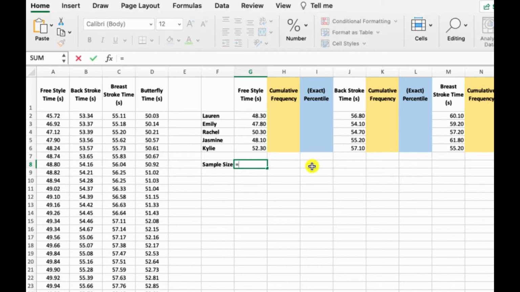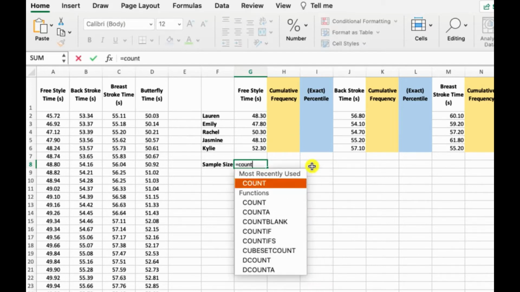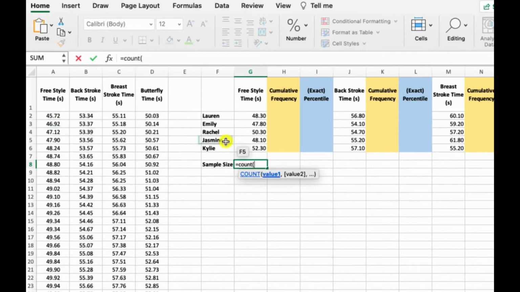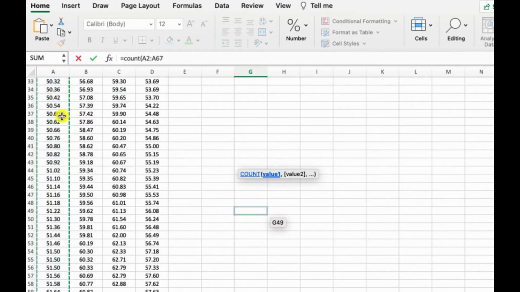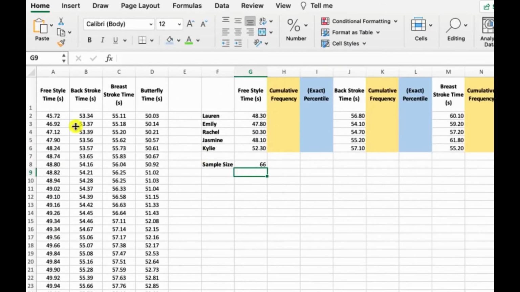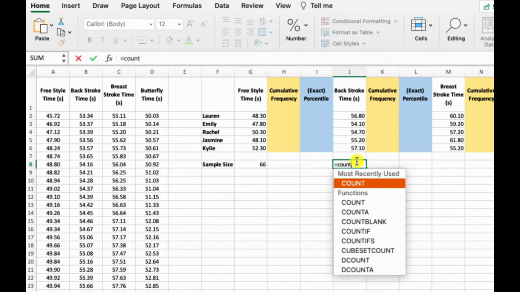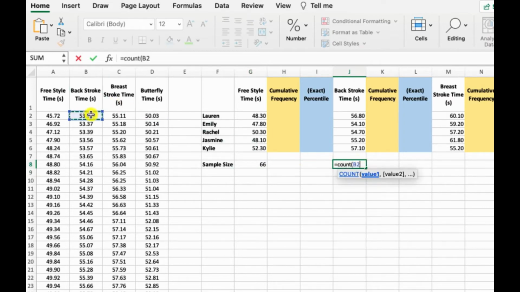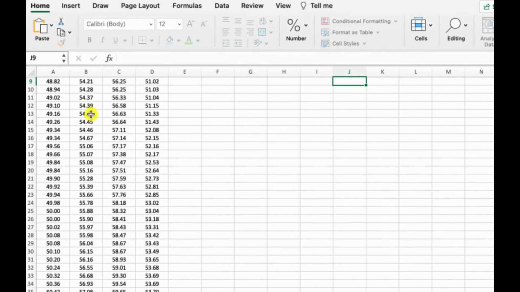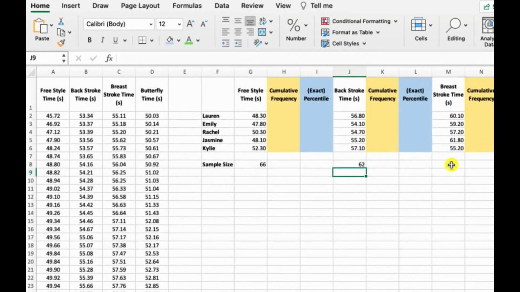The easiest way to get sample size is to use a count function. I'm on the freestyle stroke, so I can just highlight all of the data in the freestyle column, insert that in my count function, and I get a sample size. We can do this for backstroke. We can do it for breaststroke.